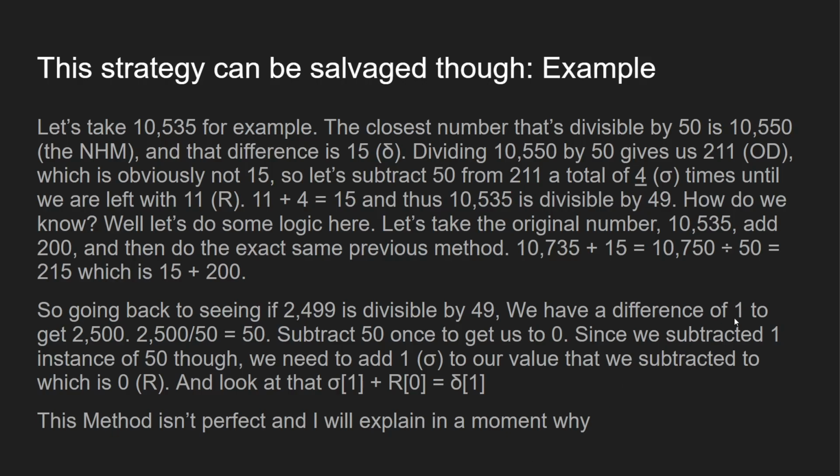So look at that. Remember how we originally got a difference of 1? Well, if we take a look at our sigma, which is 1, the amount of times we subtracted by 50, and we add that to a remainder of 0, because when we subtracted 50 by 50, that gave us 0, that in fact gives us delta, which is 1. That's really cool, isn't it? Like, that's really, really cool.